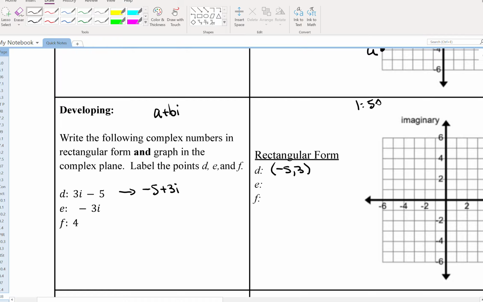E, -3i, written in that same form, a plus bi, it just means that there's 0 real part. All we have is the -3 in the imaginary part. So that's the same as 0 minus 3i. And that over here would be 0, comma -3. And then finally F, 4, it has a real part, but it doesn't have any imaginary part. So it's 4 plus 0i. And so its rectangular form would be 4, comma 0.